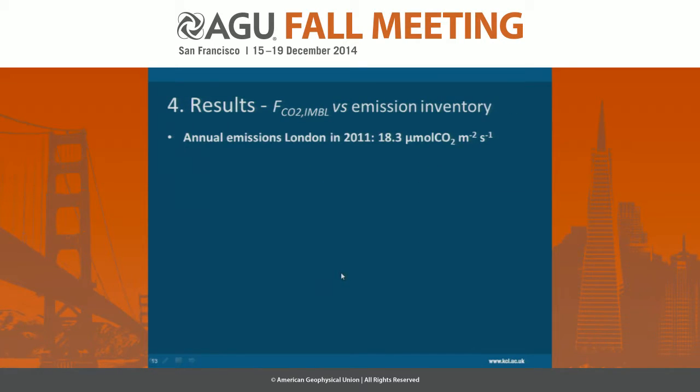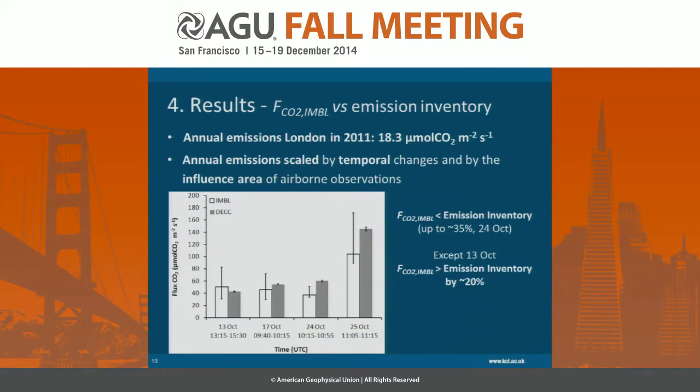And eventually we compare our results with the emissions inventory. If we take the annual emissions in London for 2011, that gave us a flux of 18.3 micromoles of CO2 per square meter per second. But that's not representative of the time of the year and the time of the day where our aircraft measurements were carried out. So we scale up those annual emissions by temporal changes, and then also we scale it by the influence area of the aircraft observations.